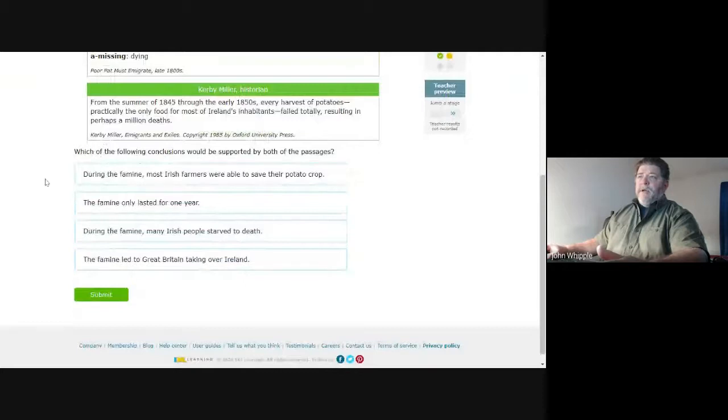Which of the following conclusions would be supported by both of the passages? During the famine, most Irish farmers were able to save their potato crop. That's clearly not true. The famine lasted only 1 year, 1845 to 1850. During the famine, many Irish people starved to death. The famine led Great Britain to take over Ireland? No.